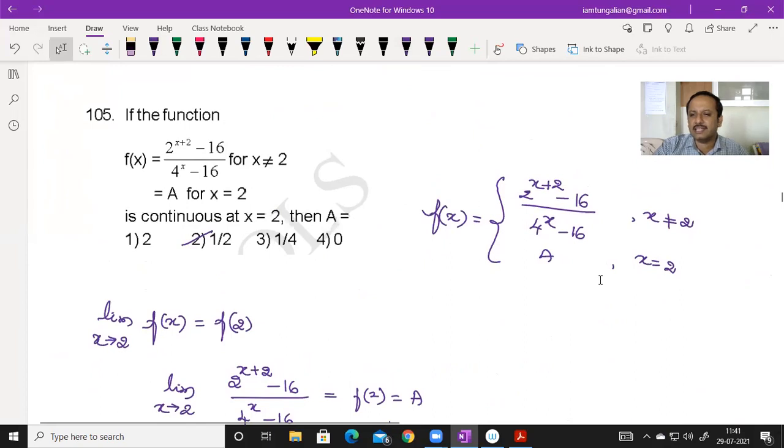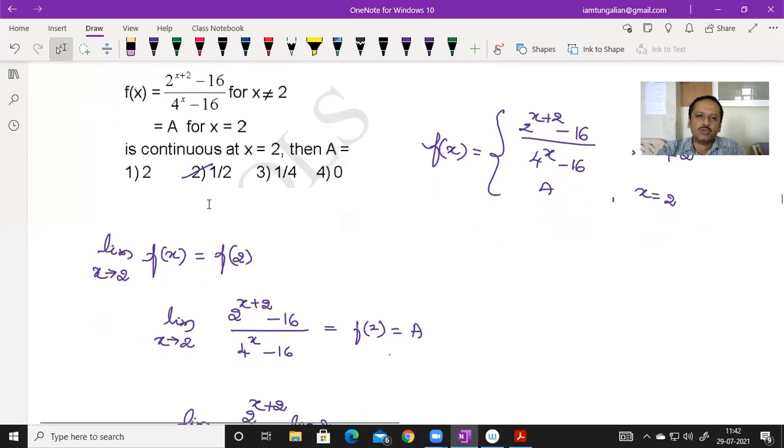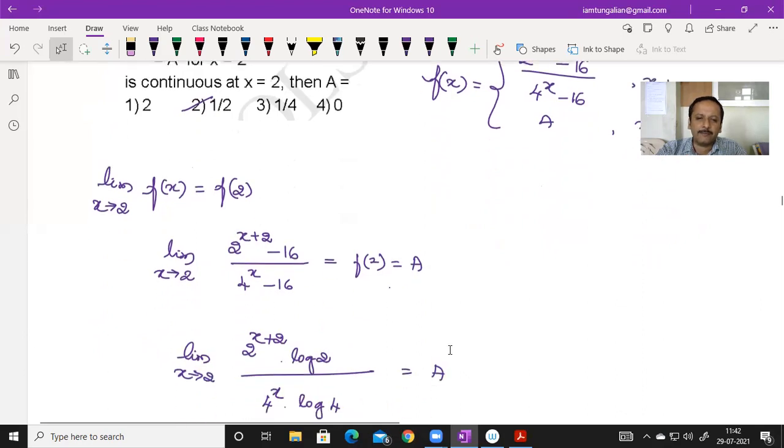F of x is defined like this: (2 power x plus 2 minus 16) by (4 power x minus 16) when x not equal to 2, and a when x equal to 2. Now limit x tends to 2 f of x. Since it is continuous at 2, we can write limit x tends to 2 f of x is equal to f of 2. So limit x tends to 2 f of x, what is f of x? 2 power x plus 2 minus 16 divided by 4 power x minus 16. That's equal to f of 2. That is equal to a.